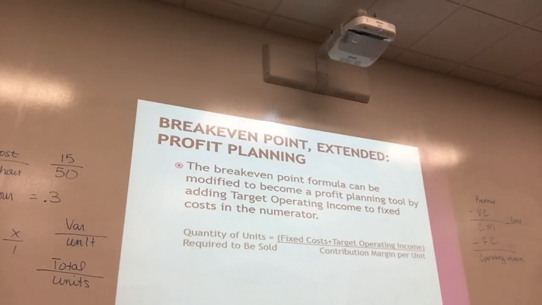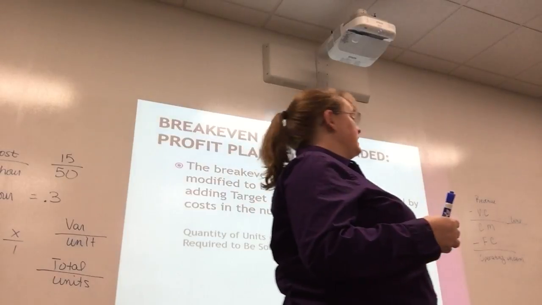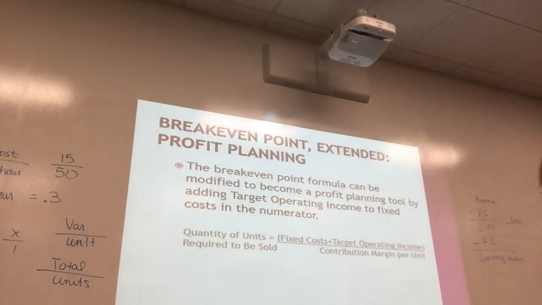So, quantity of units required to be sold: fixed cost plus your target operating income divided by the contribution margin per unit. Say I want to make an income of $10,000. I would take the fixed cost I have, because remember, fixed costs are costs that I incur no matter what, add what my target income is going to be, and divide it by my contribution margin per unit. So if I have a contribution margin of 1, and my fixed costs plus target operating income is 20, that means I need to sell 20 units to make $10.